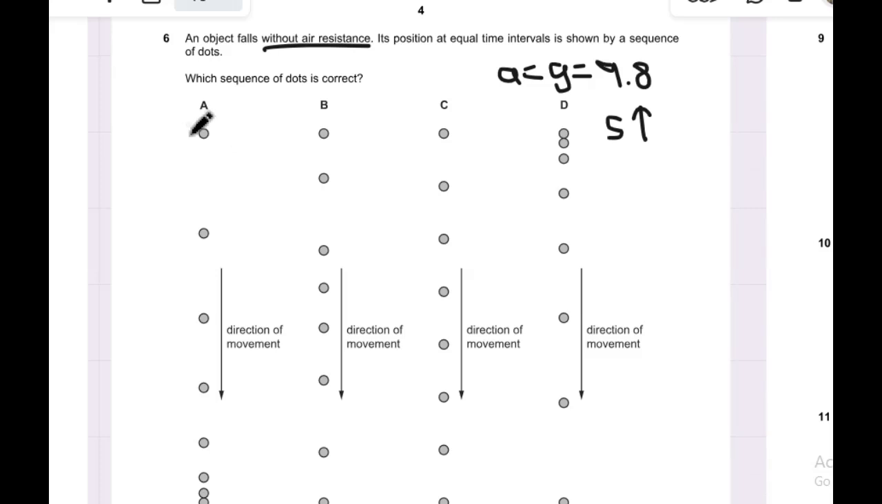In option A, you can see that the distance keeps on decreasing the more time passes, so option A is not the answer. In option B, you can see that the speed first increases, then decreases, and then increases again. So once again, B is not the option. In C, the distance remains constant per unit time, so this is also not the answer. And in D, you can see that the distance was first smaller, but then it kept on increasing. So option D is the correct answer.